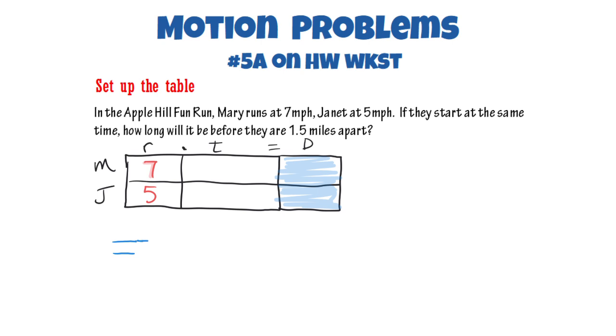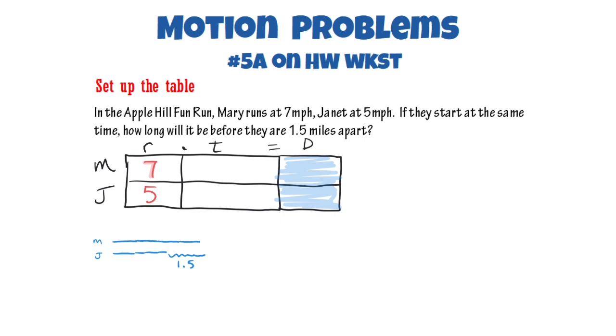So Mary's going to start getting a lead on Janet. But Janet's still running. Mary is getting a lead on her, right? Because she's running faster. And then at some point, boom, we want to know when they're 1.5 miles apart. So the top one is Mary, the bottom one is Janet because she was a little bit slower. And I stopped at the moment when this was 1.5 miles.